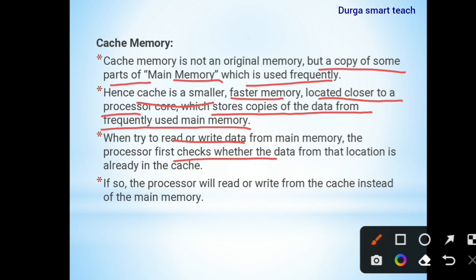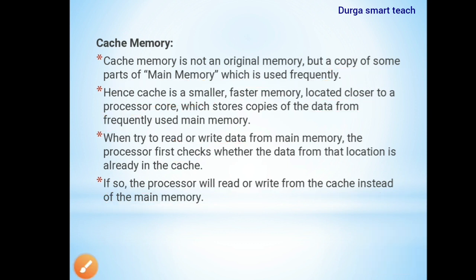If you want to retrieve data from memory, first the processor checks the cache memory. If it is there in the cache memory, then we can directly read or write from the cache memory. There is no need to access the main memory. That's why cache memory is very fast. It holds frequently used data.